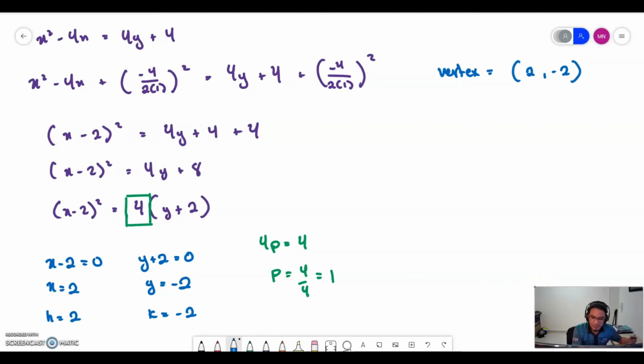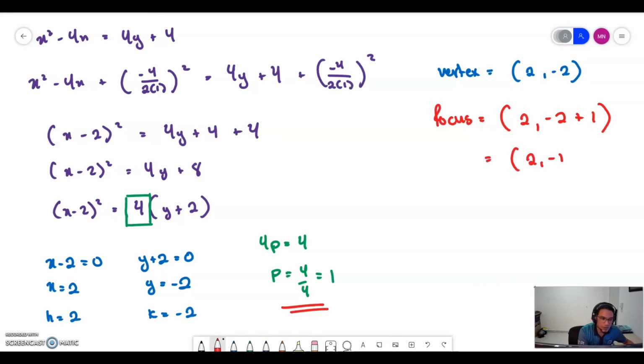Okay, so this equation has a positive sign and the square is located with the x. So that means we have a quadratic, like a positive quadratic parabola, where the focus will be located above the vertex. So our focus will be (2, -2 + 1), equal to (2, -1).